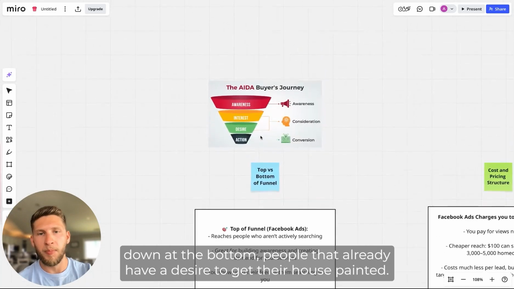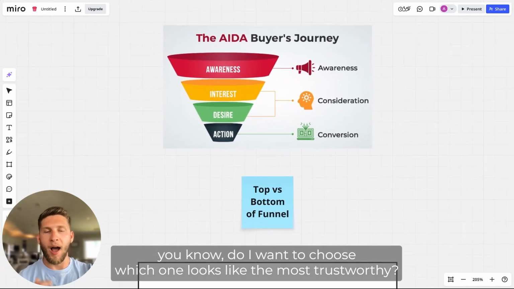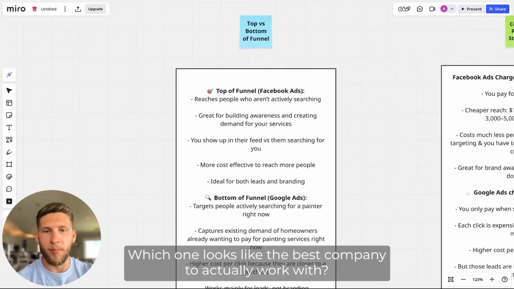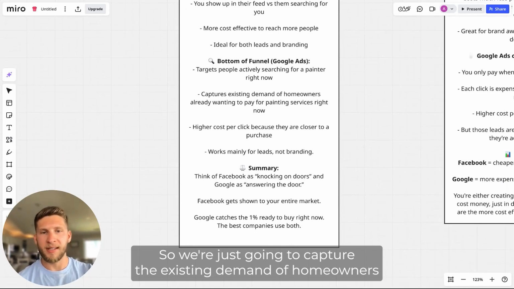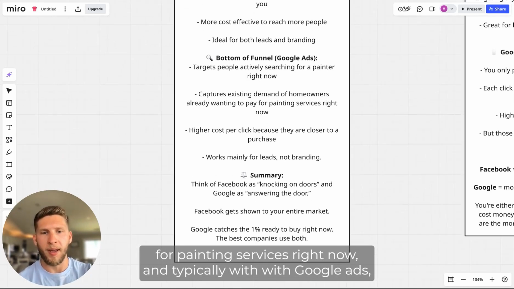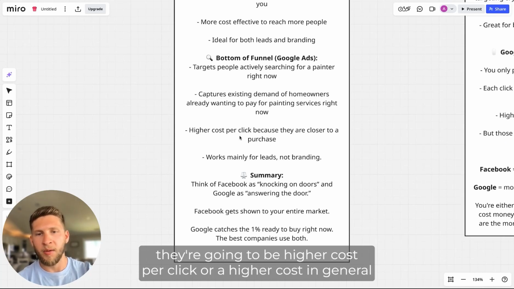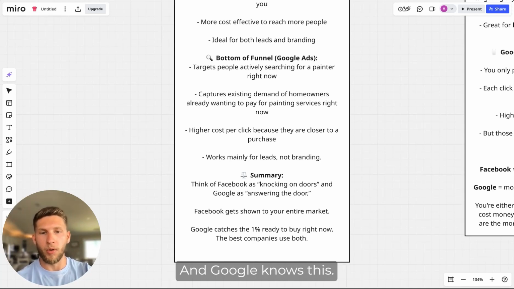Now when it comes to Google, with Google we're targeting people down at the bottom, people that already have a desire to get their house painted. All they need to do is pick out which painting service they want to choose, which one looks like the most trustworthy, which one looks like the best company to actually work with. So we're just going to capture the existing demand of homeowners who already want to pay for painting services right now. And typically with Google ads, they're going to be a higher cost per click or a higher cost in general because the customer is closer to making a purchase, and Google knows this.